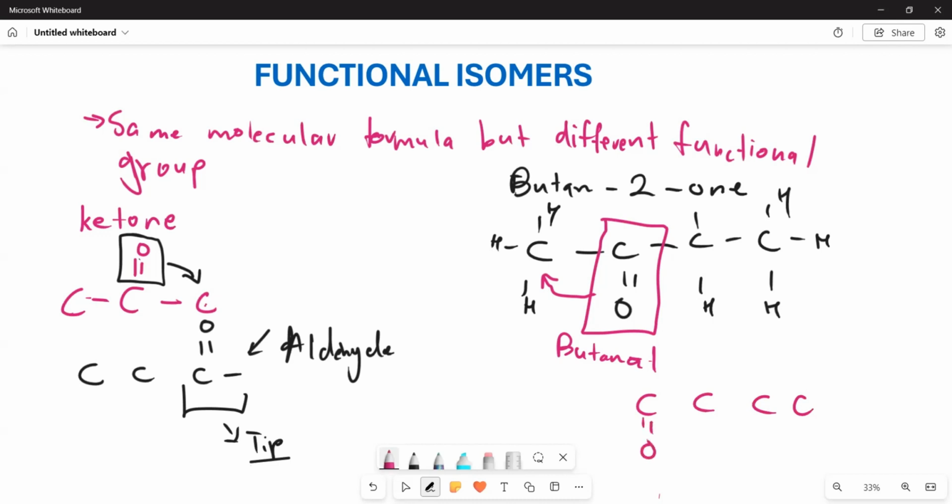The oxygen is found in here. Let's just add your hydrogens here, here, and here. Can you see that as soon as this is found here at the end, at the tip, its functional group changes from being a ketone to being an aldehyde?